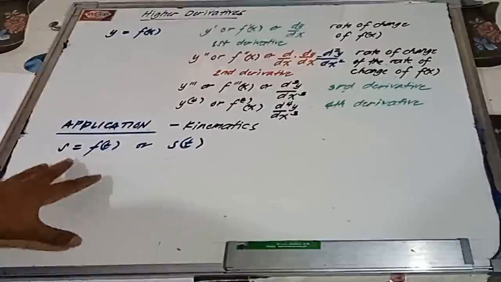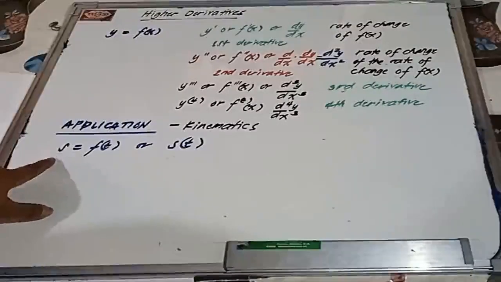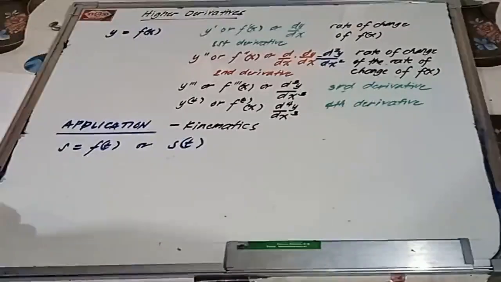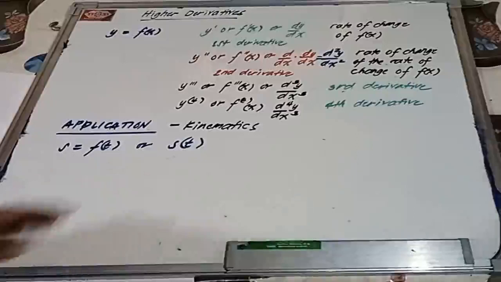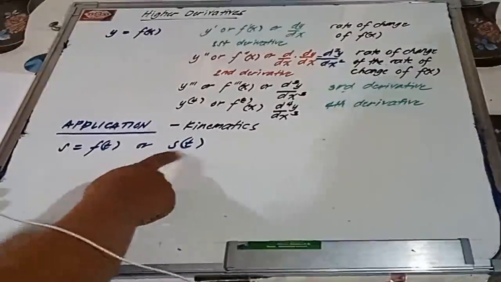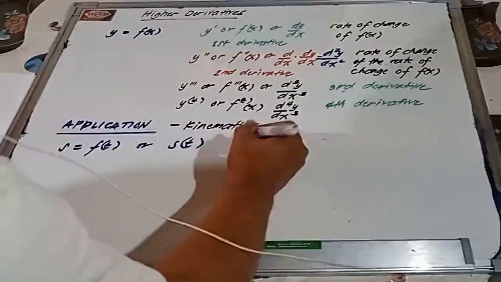Considering if we have a position function, s equals f of t, meaning you can determine the position of a moving object in terms if the time is given, okay? Or we can write s of t, okay? So ang tawag natin dito, position function.